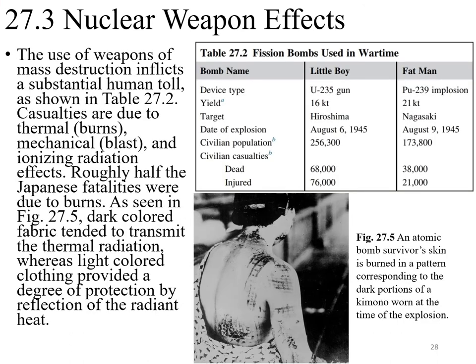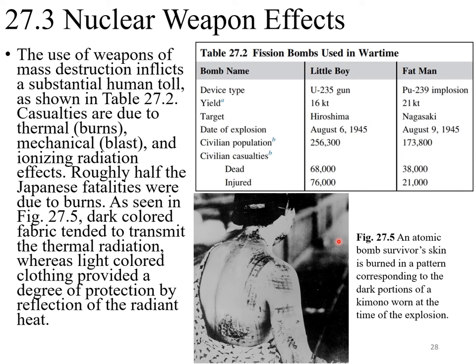The use of weapons of mass destruction inflicts a substantial human toll, as shown in this table. And this table shows the summary of the two fission bombs used in World War II, dropped in Japan. Casualties are due to thermal burn, mechanical blast, and ionizing radiation effects. Roughly half the Japanese fatalities were due to burns, as seen in this figure.